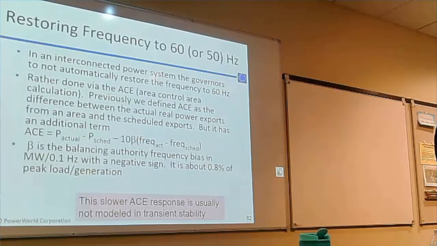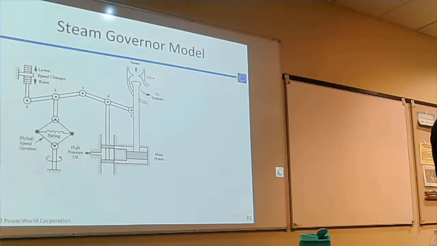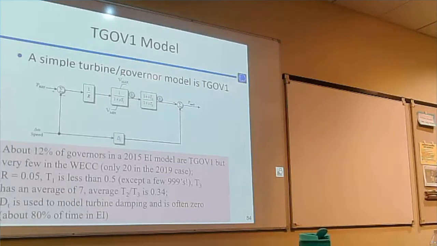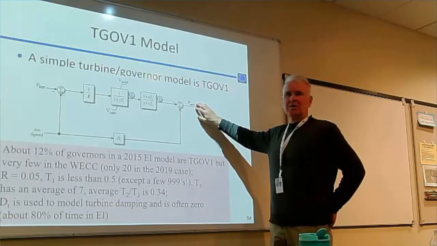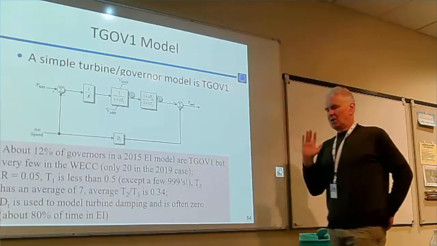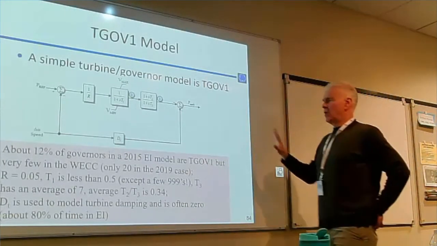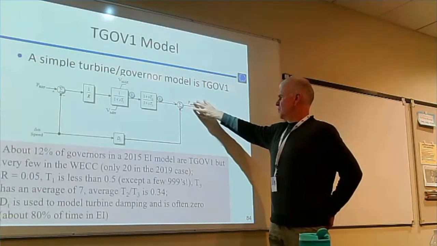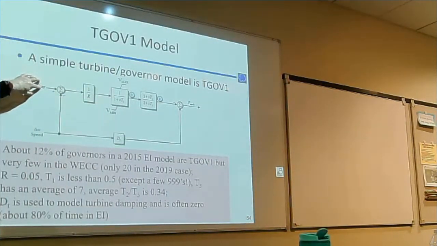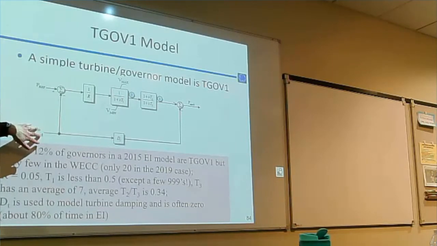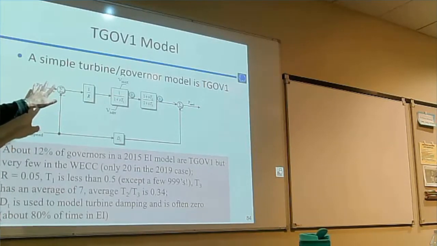ACE, of course, is used to restore the frequency to 60 hertz. A simple model for a steam governor, that's about as simple a governor model as you can get, is the TGov1 model. The output here is the mechanical power. That's what we're controlling. That goes into the swing equation that Jamie was talking about, that the machine model uses. The input here is a reference point, where do you want the device to be, and then there's a speed deviation. So it's sensing the speed deviation that's coming in as a negative off of the reference point.